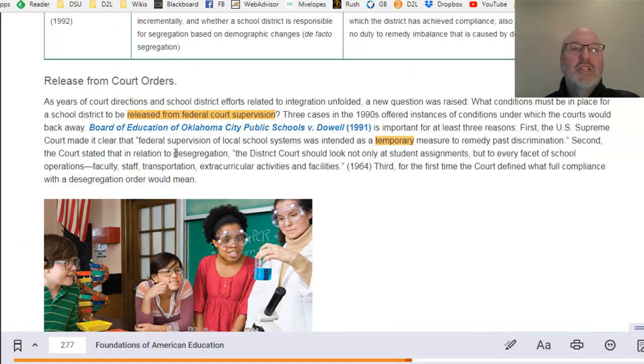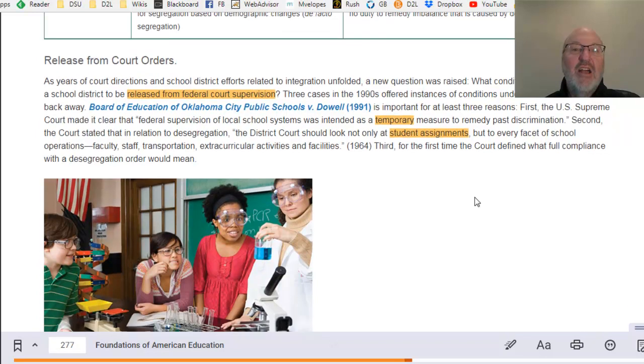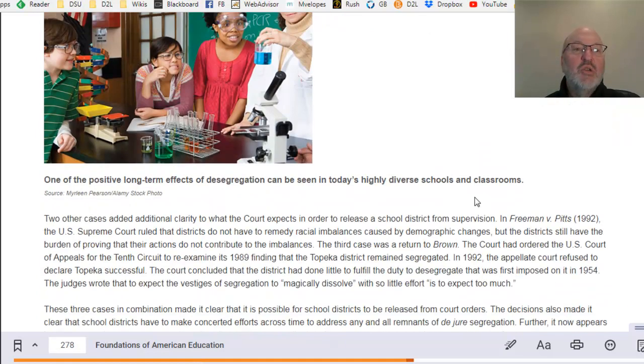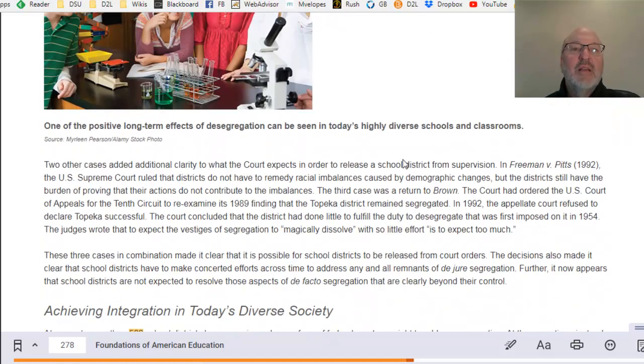The Court stated that in relation to desegregation, the district should look not only at student assignments, meaning where they were, but every facet of school operation, like faculty, staff, transportation, extracurricular activities. So you have to integrate all of these. Integrate faculty, integrate staff, transportation, all that. And third, for the first time, courts defined what full compliance of this would mean. So the feds, again, are going to tell you how to run your school, and we were okay with that.